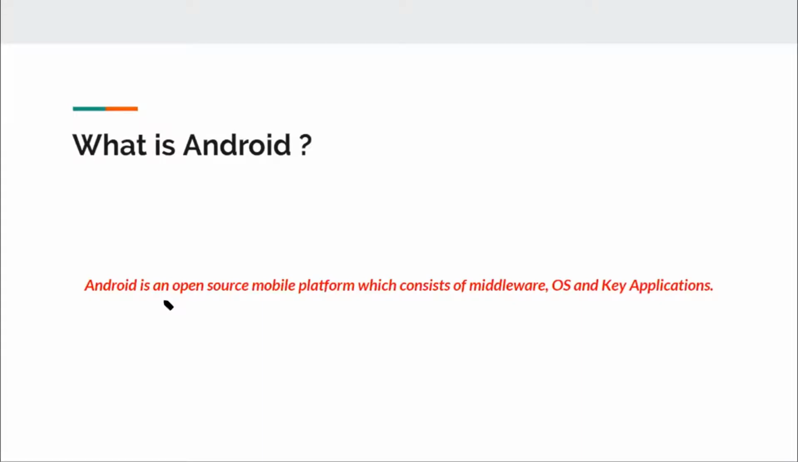And if you're thinking that Android is a platform on which you can run applications, again, you're underrating it. But if you combine all three things, then it's the best way to describe Android. Android is an open source mobile platform which consists of middleware, operating system, and key applications. Now we would be looking at these three things in detail: what exactly middleware is, what is operating system, what is key applications.